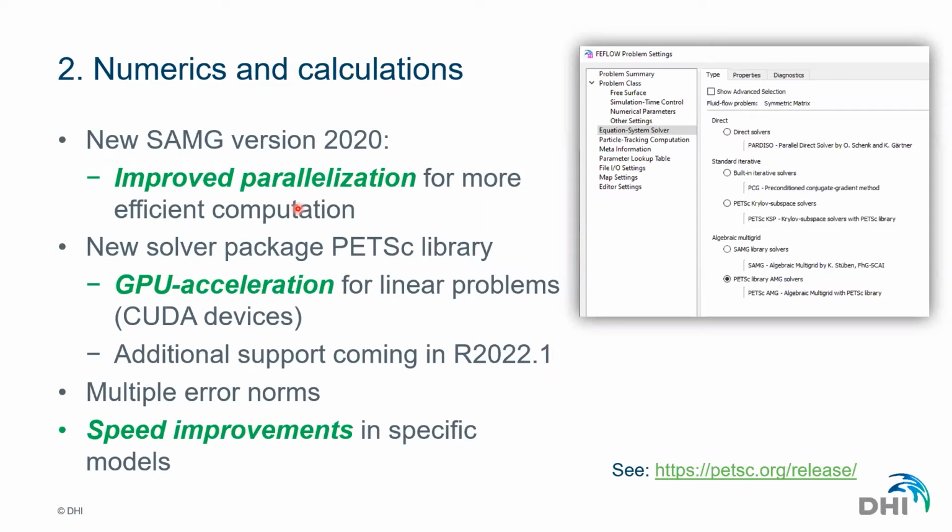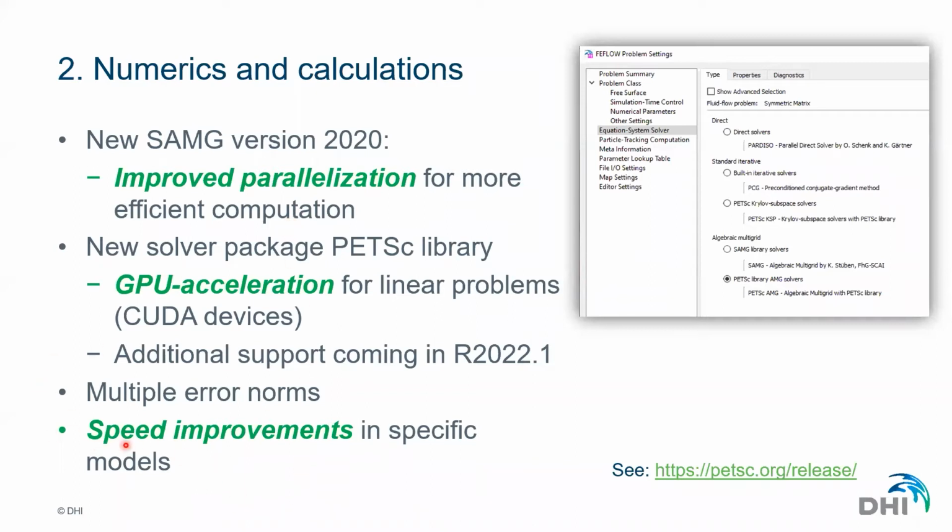FEFLOW supports GPU acceleration by CUDA devices, so you will need an NVIDIA graphics card for this. There is already some gain in performance for some specific problems, but the major gain in performance using GPU acceleration is really going to come in the next months with the release 2022.1. The reason is that, unfortunately, a few days before the release, a new update came of the library that has the fully GPU-accelerated algebraic multigrid version of FEFLOW, but it was a bit too late to include it in the release version of FEFLOW.